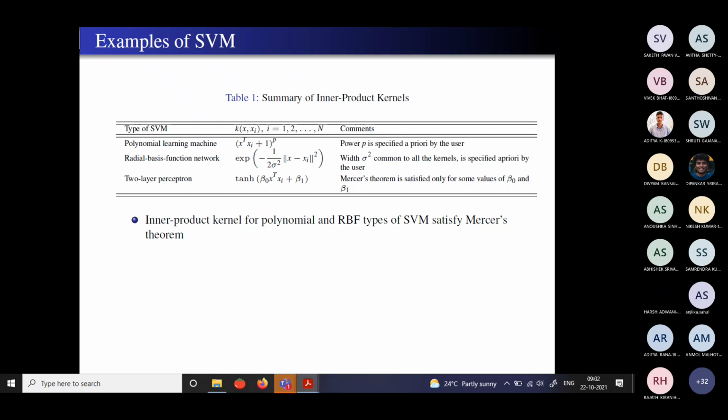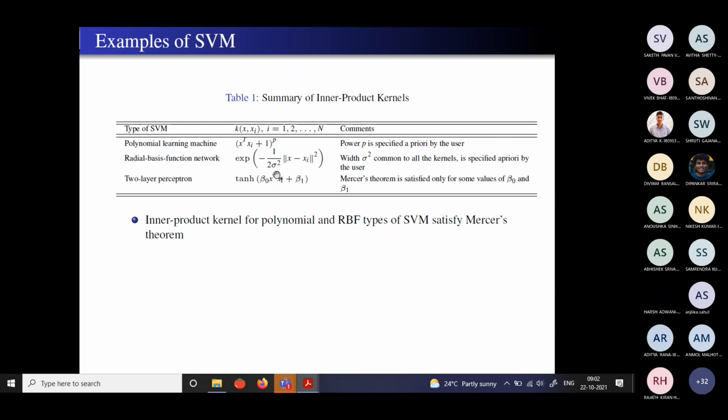So first one is that if I use this kind of kernel, for k I use something like this, (x^T x_i + 1)^p. And then the kind of machine which I have is called a polynomial learning machine, where p you can choose from. And second is the radial basis function network.